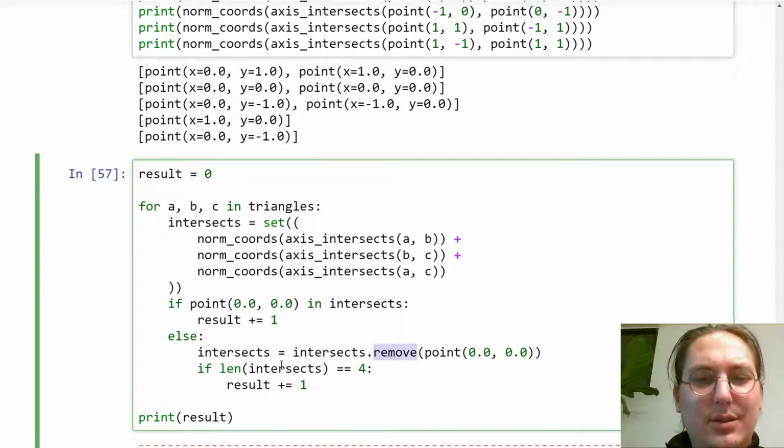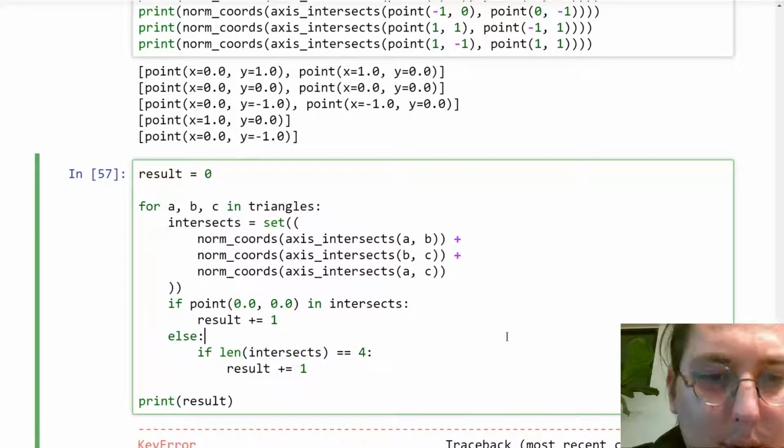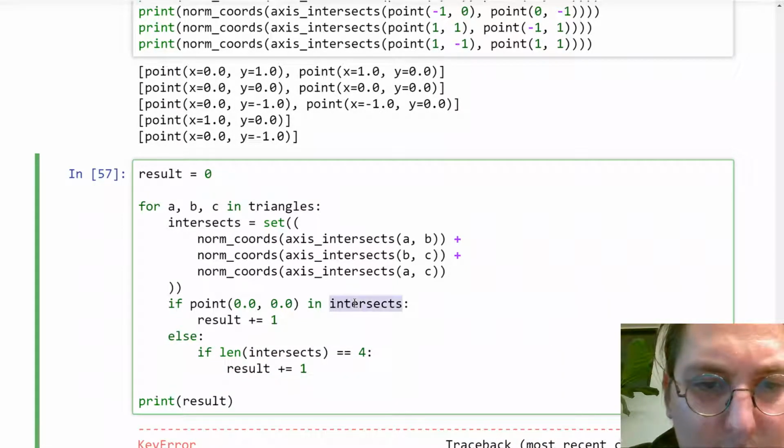I don't know. I think, does it have a pop method? What else would we do? We can just do not the set minus intersect. Why would we? Right. If it's not in there, yeah. If it's not in there, yeah. Okay.